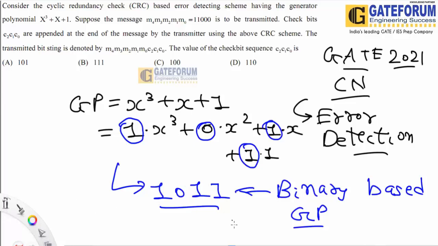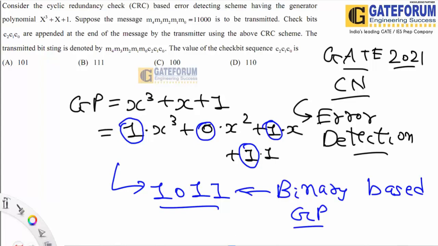Secondly, they had given us a message which is M4, M3, M2, M1, M0, which is 11000, to be transmitted. Suppose the message 11000 is to be transmitted. Check bits C2, C1, C0 are appended at the end of the message by the transmitter using the above CRC scheme. The transmitted bit string is denoted by M4, M3, M2, M1, M0, C2, C1, C0. The value of the check bit sequence C2, C1, C0 is the thing which we need to find.